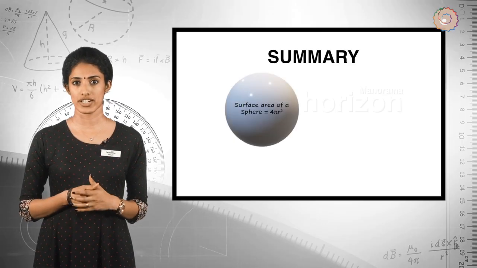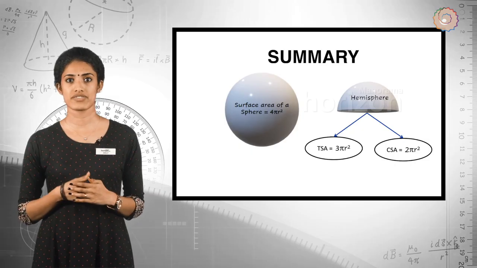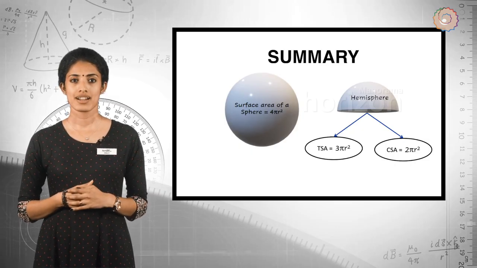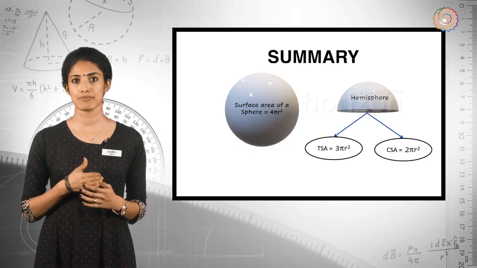Let's now summarize. Surface area of a sphere is given by 4 pi r square. Curved surface area of a hemisphere is given by 2 pi r square, and total surface area of a hemisphere is given by 3 pi r square.